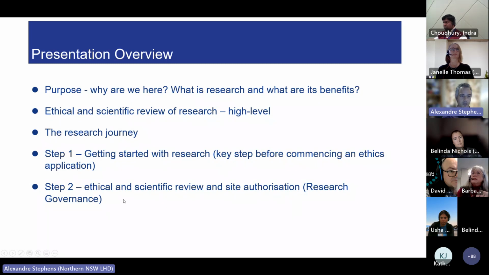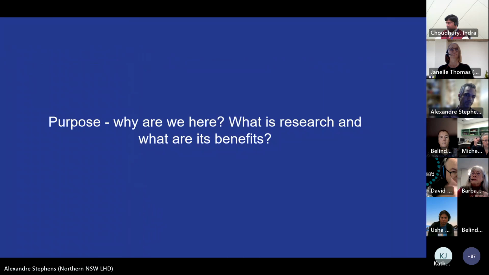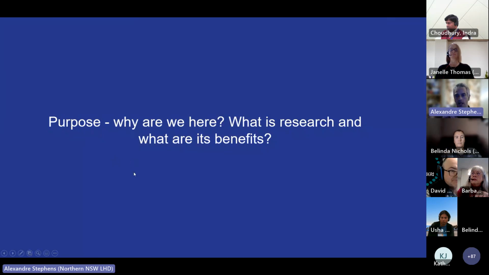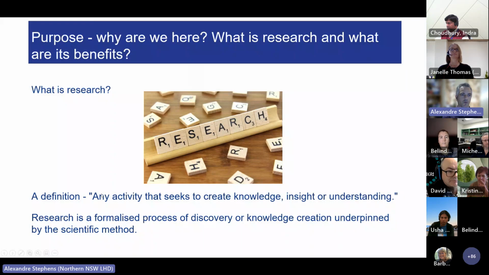Then Janelle and I will take over for step two and go through ethical and scientific review of research and also site authorization. Hopefully we'll be able to convey to you some tips and tricks for navigating that space successfully. So the purpose, why are we here? What is research? Well, what are its benefits? Well, what is research? The definition is handy. Research is any activity that seeks to create knowledge, insight, or understanding.